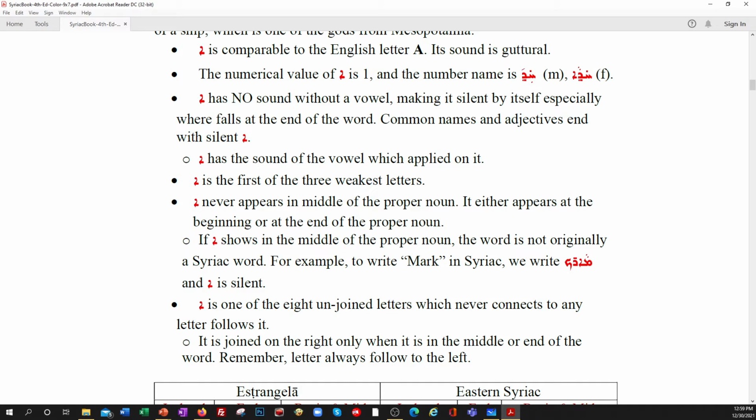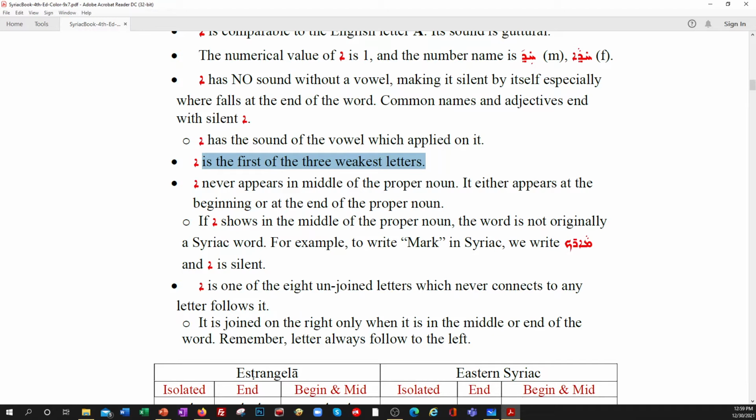Because Alep is the first letter, it is silent when it has no vowel. It is the first of the three weakest letters we have in Syriac. When they have no vowel, they are silent, especially at the end. I'm going to cover that when we come across those other two letters.